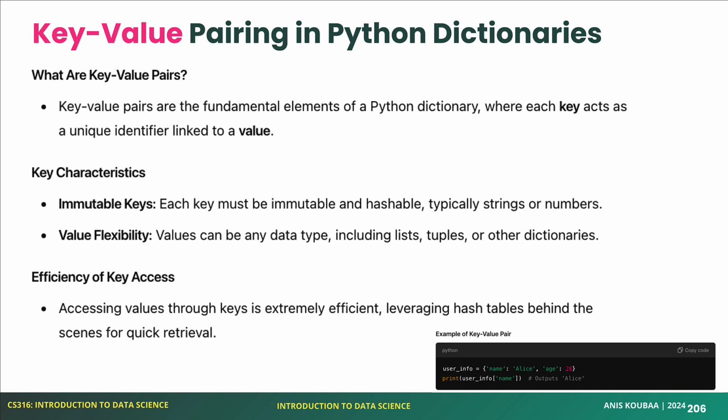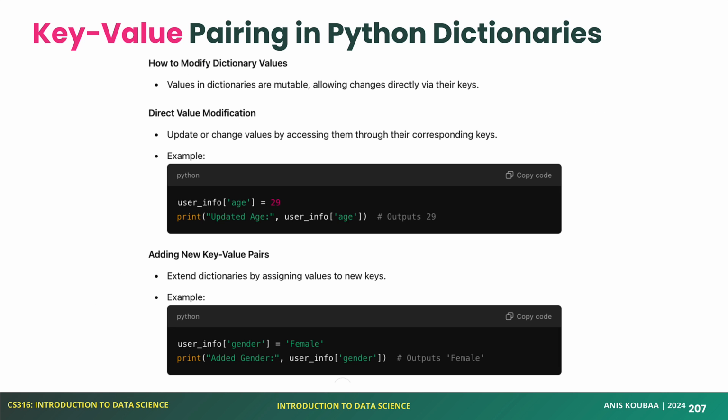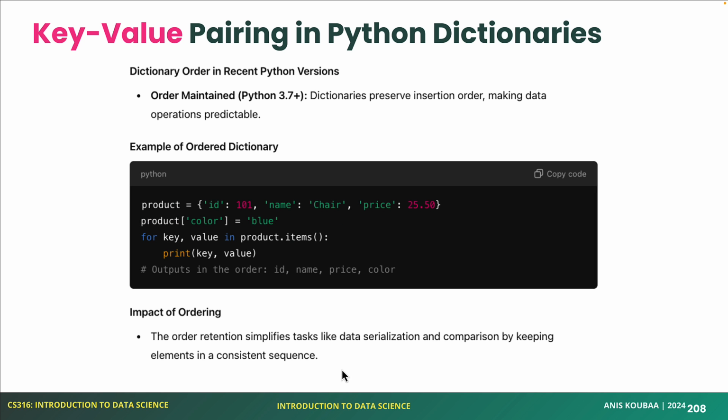So this is just a summary of what I've mentioned right now. We talked about the modification, by updating and changing a current value, and also adding a new key-value pair. This example shows that the dictionary maintains the order. For example, if you print the key and value pairs, they're going to appear in order, starting with the ID and then the name and then the price. Later on, if you add the color, it's going to be placed toward the end.